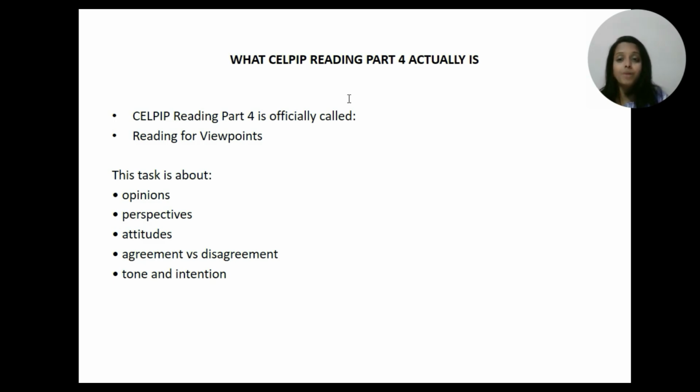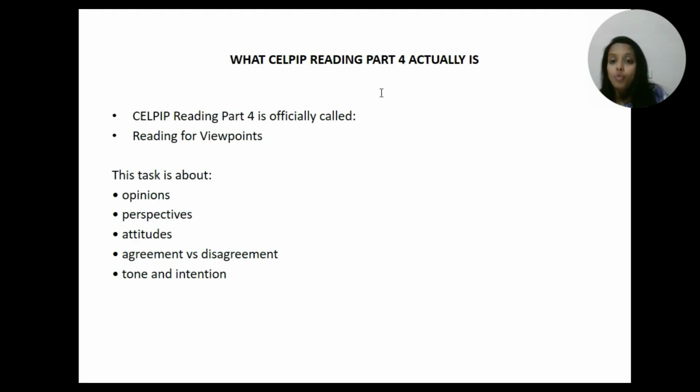And this is why part 4 feels confusing. In part 3, if you have noticed, answers live inside paragraphs, right? But in part 4, answers live inside people's minds. You're not just reading facts, you're reading their attitudes and intentions. That's why good vocabulary alone does not save you here. So, part 4 expects a few very important things from you.